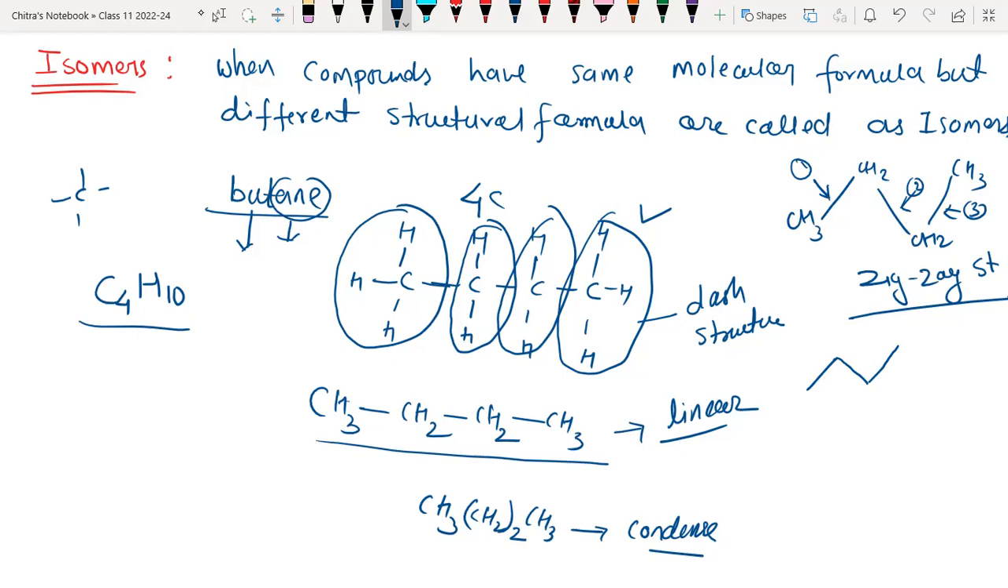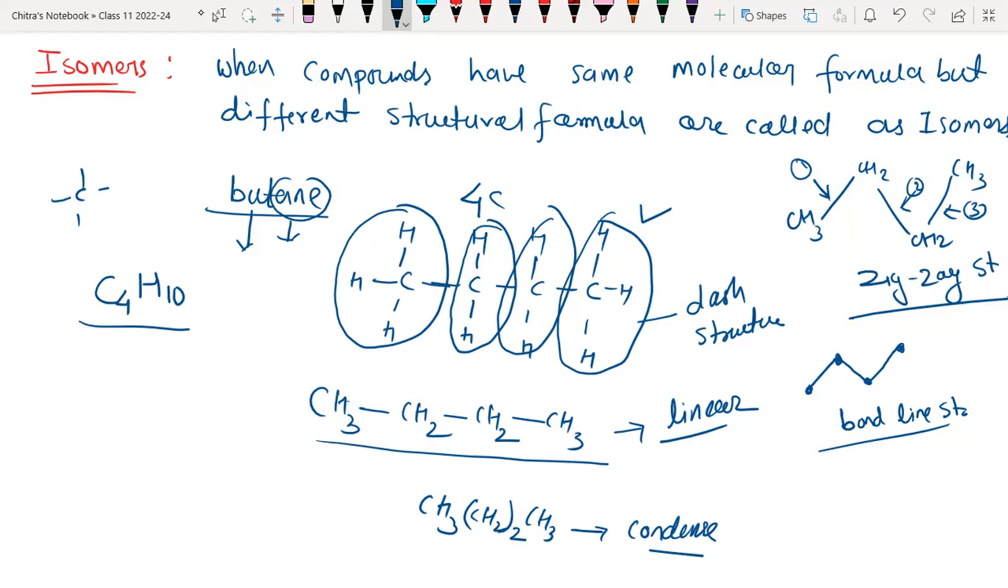So this is called the bond line structure. Here we have nothing but carbon. All the corners and the endpoints, at the terminal region, have carbon atoms only. Can you easily observe 4 carbons here? Yes, 1, 2, 3, and 4.